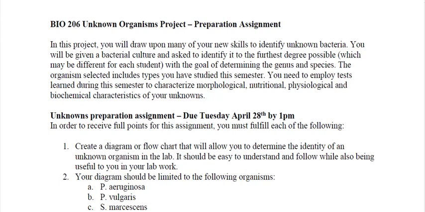So at the beginning here, I just say in this project, you'll draw upon many of your new skills to identify an unknown bacteria. You'll be given a bacterial culture, asked to identify it to the furthest degree possible, which may be different for each student, but you should be able to get down to the genus species, with the goal of determining the genus and species. So the organism selected includes types that you've studied this semester. So if we were in the classroom, what would be available to you is everything that we've used in the classroom. So that's why it says also that you need to employ tests that were learned during the semester to characterize morphological, nutritional, physiological, and biochemical characteristics of your unknown.